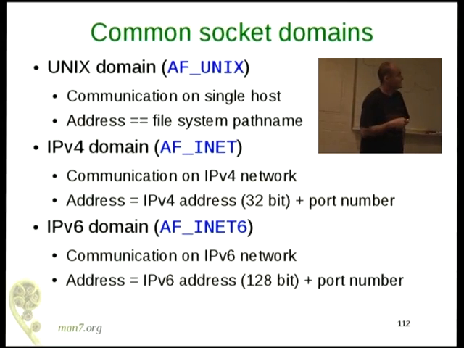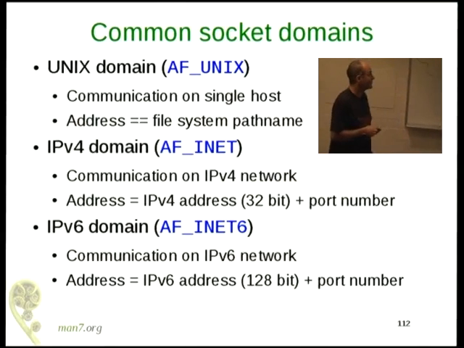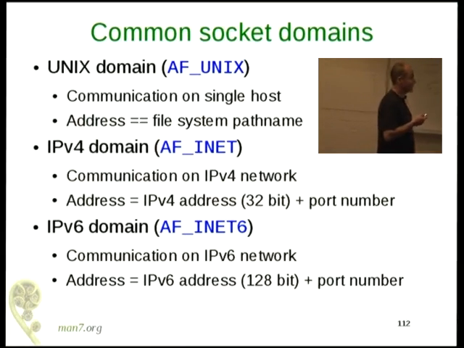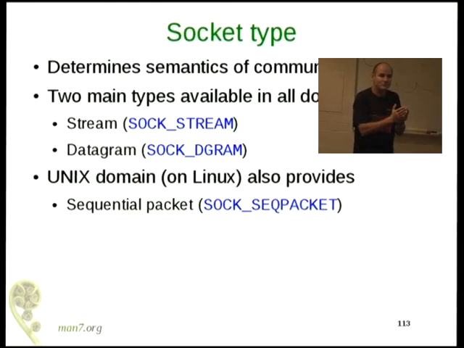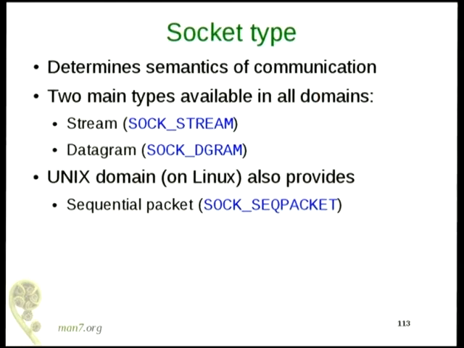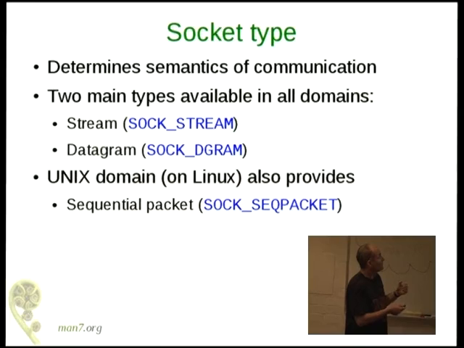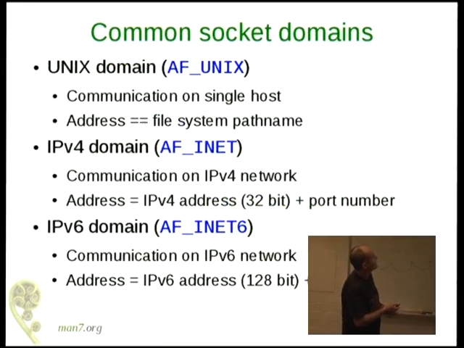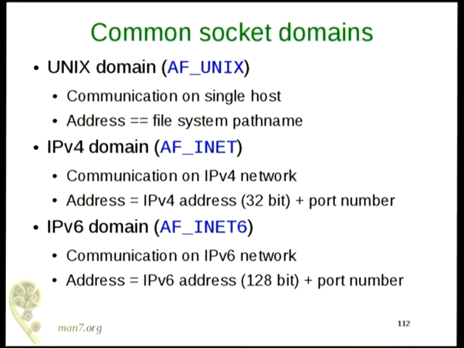The IPv4 domain, AF_INET, is for communication over an IPv4 network. The address that's used for identifying sockets is an IPv4 host address, 32 bits, and a port number. The port number there just distinguishes, okay, you've got 20 different applications on the same host. You need a way of distinguishing those various applications. Well, they're connected to different port numbers. So when I want to connect to a particular application on an IPv4 host, I specify the IP address of that machine and the port number where I know that application is connected.